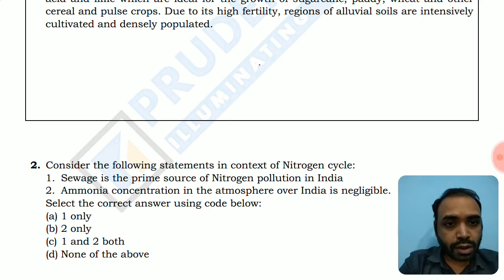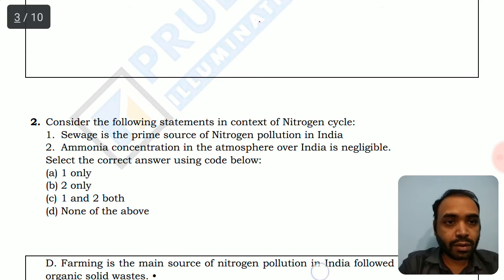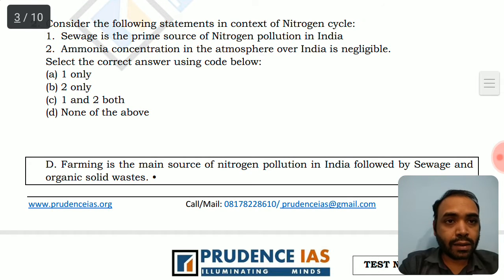Second is ammonia concentration in the atmosphere over India is negligible. This is absolutely wrong because ammonia concentration is among the highest over the atmosphere of India. And second is China, because of the increased activities of cattle rearing. So both the options are incorrect. Let's read more about this recent issue of nitrogen pollution.